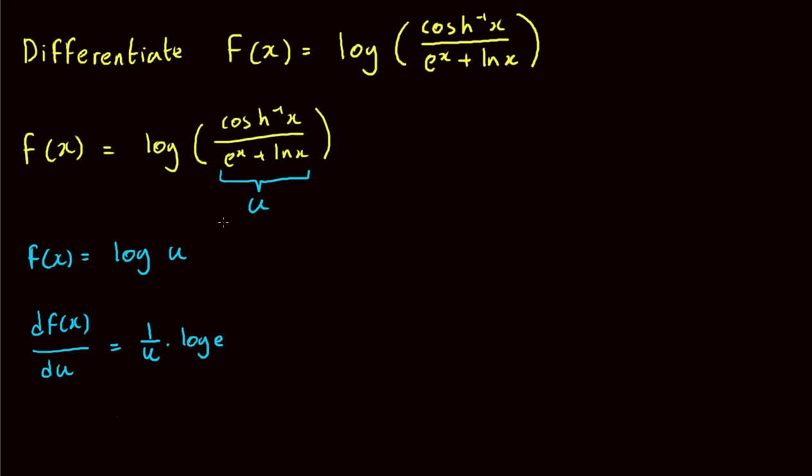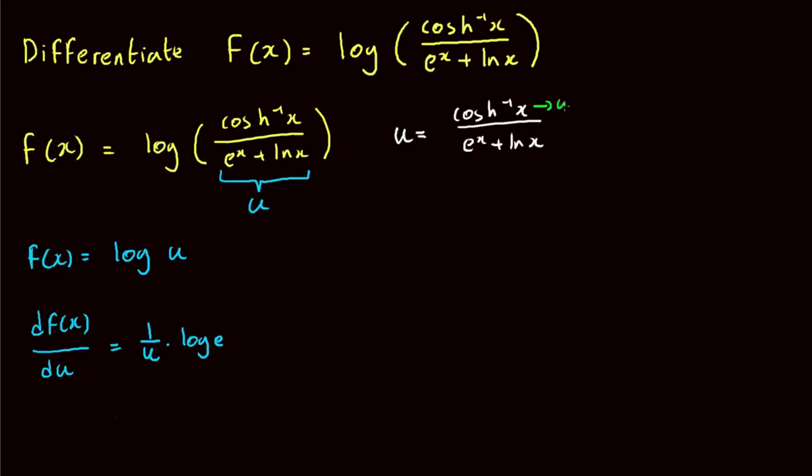That's pretty straightforward. Now, for the second part right here, which I'm going to write down in a white color, u equals cosine hyperbolic inverse of x over e to the power of x plus ln x. So I'm going to have to use the quotient rule for this.